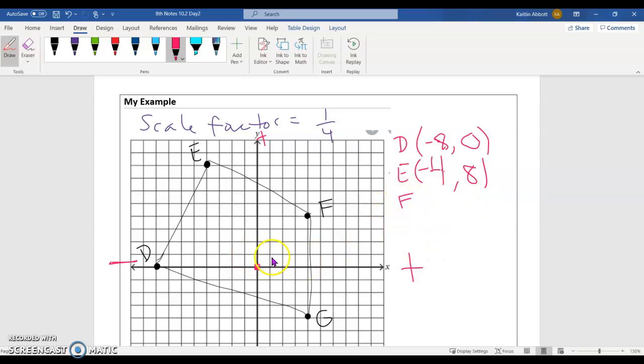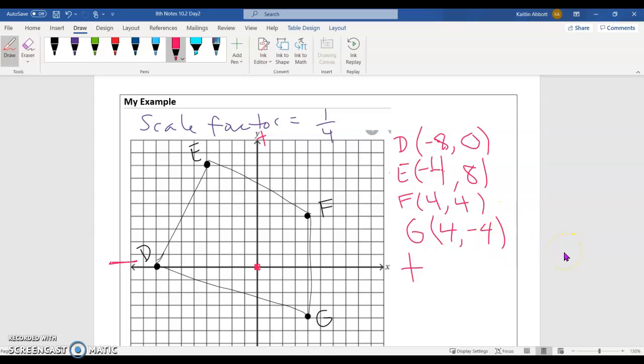Okay, F. To go to F, I'm going to go to the right 1, 2, 3, 4, and that's in the positive side, so it's going to be a positive 4, comma, up 1, 2, 3, 4, positive 4, so 4, 4. And G. G, we still go 1, 2, 3, 4 to the right. So it's going to be 4, positive 4, and down means negative. So down 1, 2, 3, 4. That's going to be negative 4.